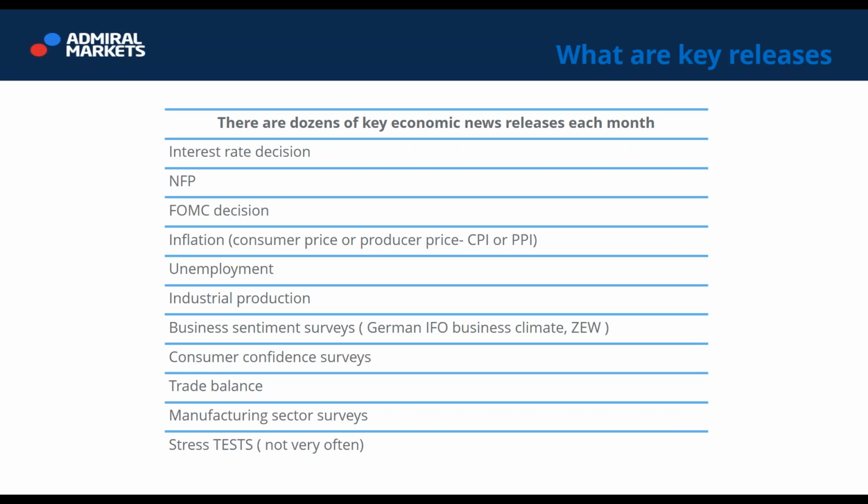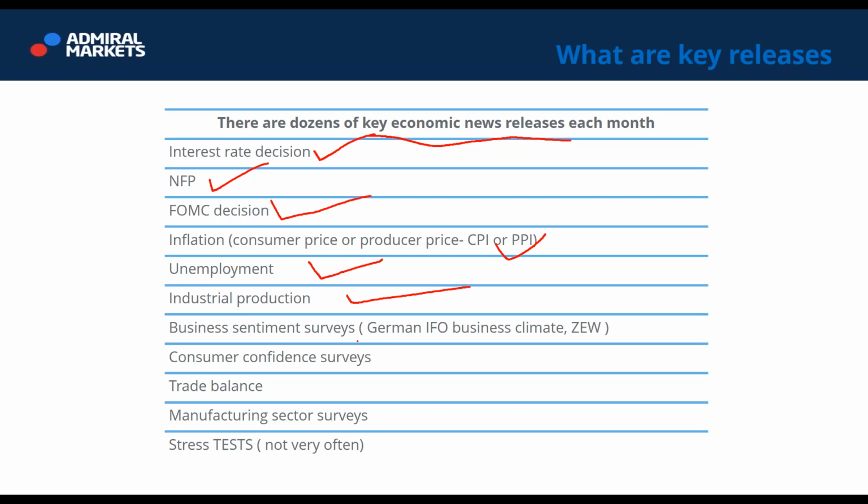Now, there are dozens of key economic news releases each month. Now we talk about standard news releases. We don't talk about Article 50 or Brexit or the Trump win or something like that. We talk about standard news releases that happen each day, each week. Now, those are interest rate decisions. Have in mind, guys, these are key economic news releases. Interest rate decisions, NFP, FOMC decision, inflation like CPI, PPI. CPI, very important news. You can trade it, also pound CPI.